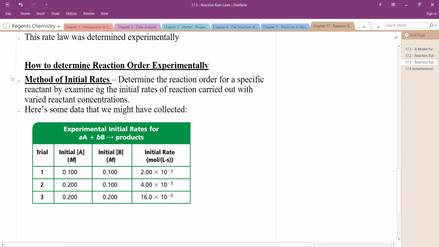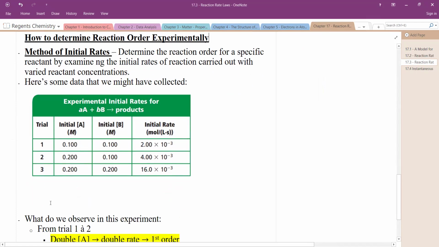So let's look at how we would do this using what's called the method of initial rates. Okay. The method of initial rates is used to determine the reaction order for a specific reactant by examining the initial rates of reaction carried out with varied reaction concentrations. So here is some data that might have been collected, right? We're combining A with B to form some products.